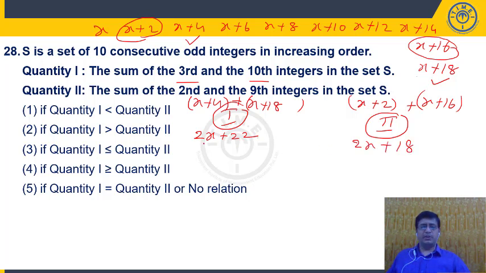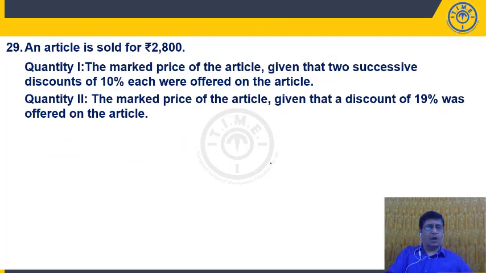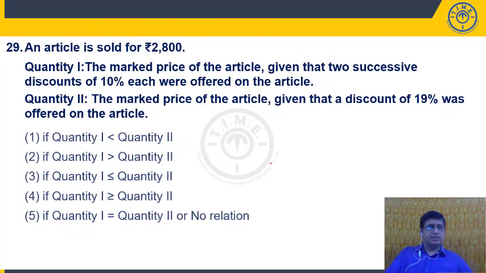Now what is the comparison? 2x is common on either side. 22 is more than 18. So what is the result? 1 is greater than 2. What is the right choice? Option 2. The second option is the right option. Now look at the 29th one.